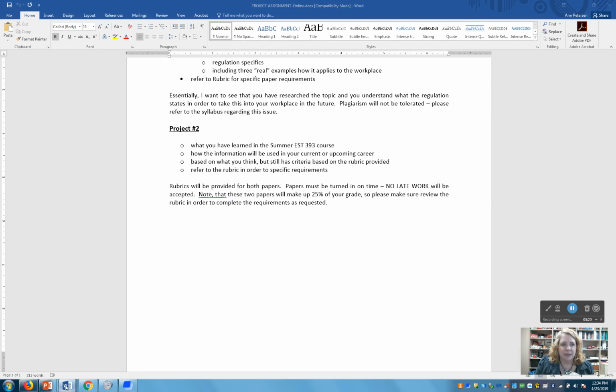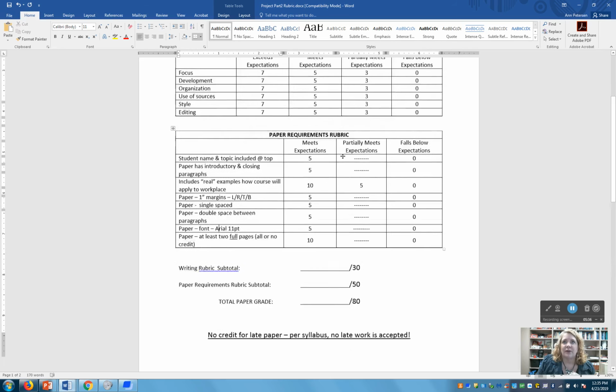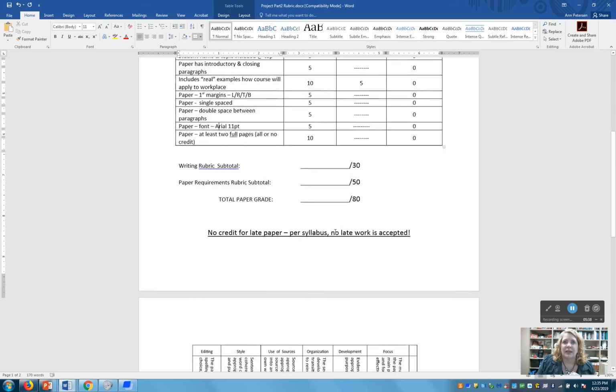The rubric is going to be for the most part the same, except it is going to be for less points. You will have your 1-inch margin, single space, your font, and then once again it needs to be at least two full pages when you look at it. And then the writing rubric part of it is down here just like that.